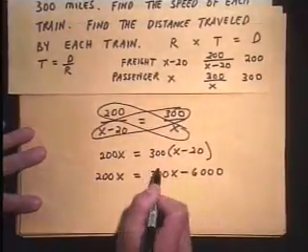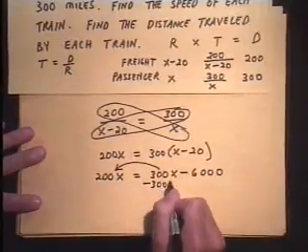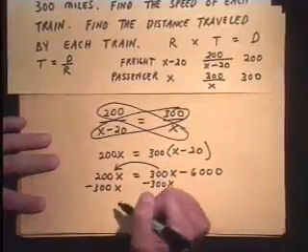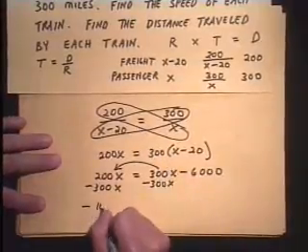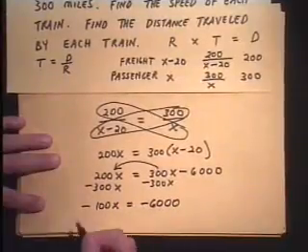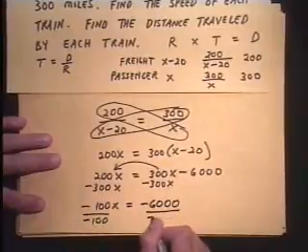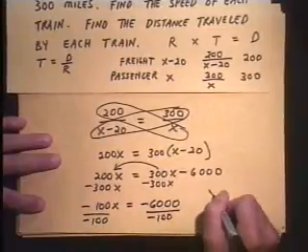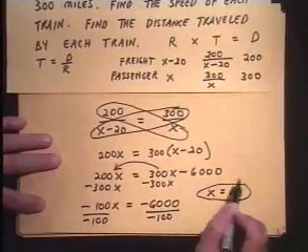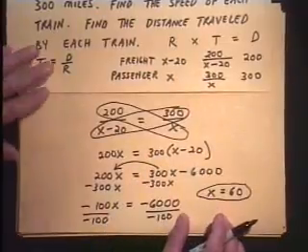Now, let's get the x's together. We'll bring the 300x over by subtracting it from both sides. Whenever we're solving for just one variable, letters left, numbers right. So we end up with negative 100x equals negative 6,000. To solve for x, we can divide both sides by negative 100, so x will come out to be 60. That's just another use of rational equations in real life using the distance formula.